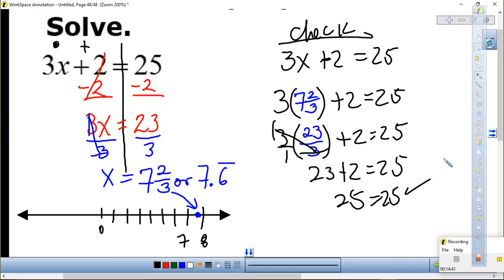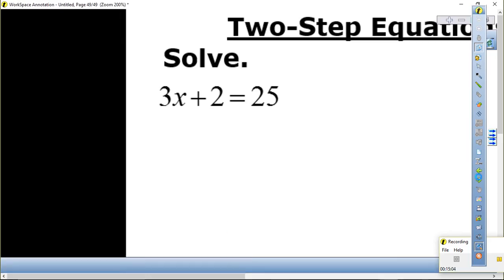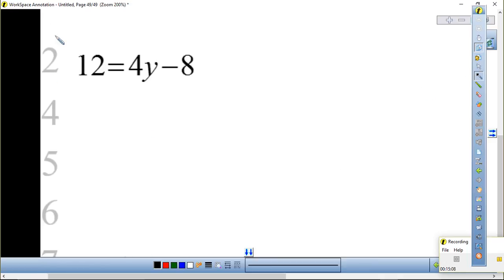So here the point was that I wanted to make sure everybody understood that you need to write your operations first and then work your way backwards. Does everybody understand? Okay, do this next one by yourself. Example 2, Super Q. Let me zoom in. Hey, Super Q, there it is. 12 equals 4y minus 8. Do that using 4 steps. Ready, go.